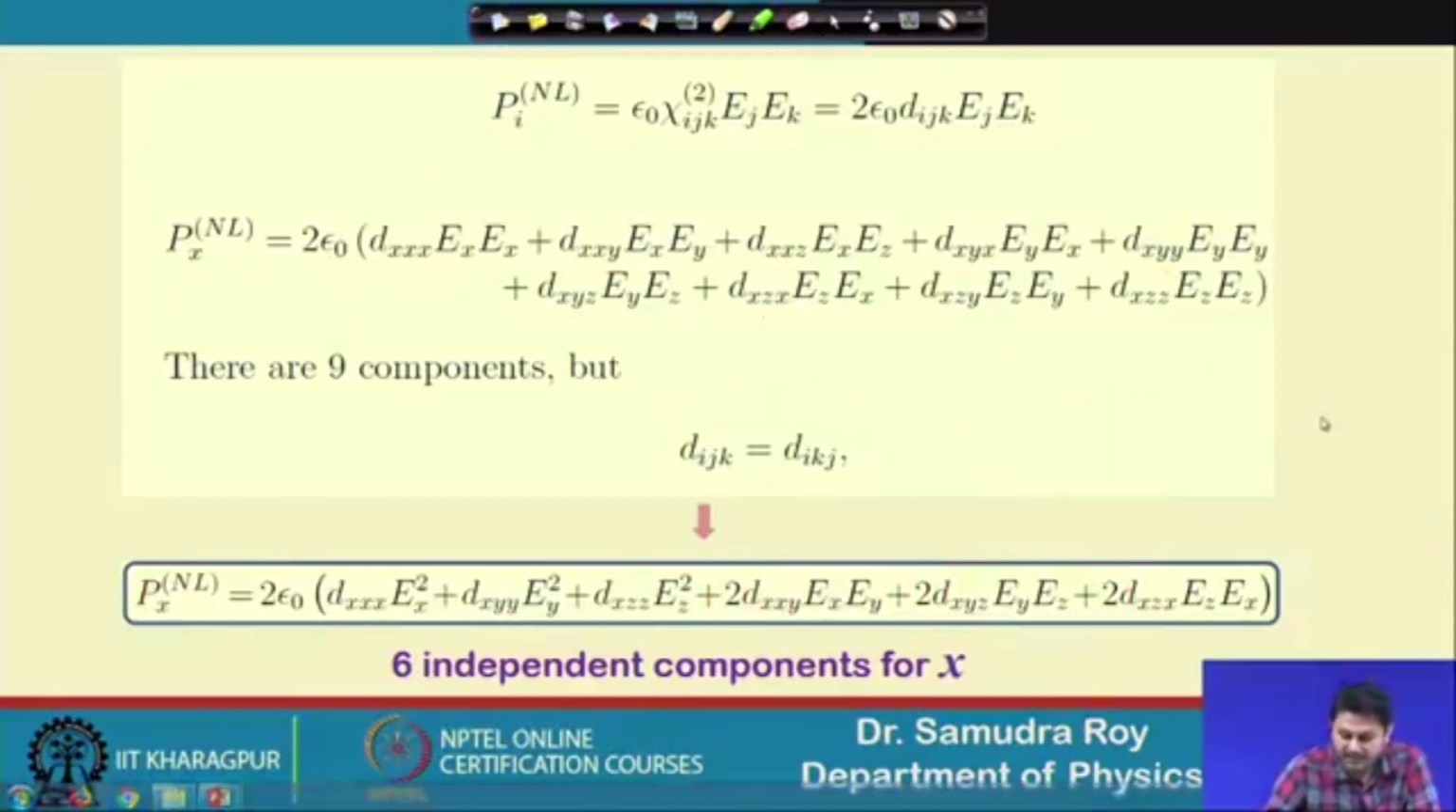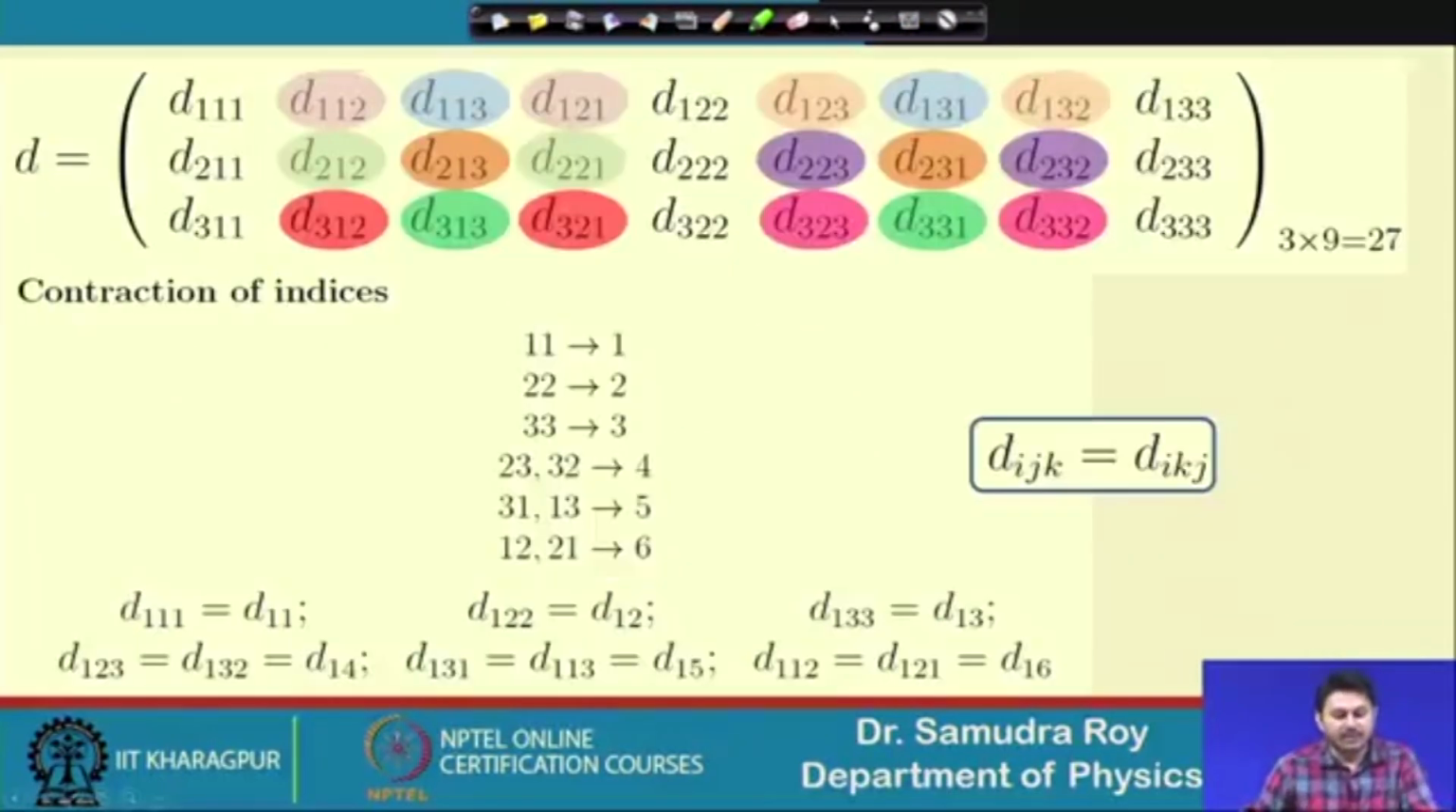If I now write these things in contracted form, then we have something different. After having the knowledge that for this permutation symmetry this D matrix now reduces from 27 to 18, for each P we will have 6 components, one for P x we have 6 components. So, let us go back to this D matrix once again. For this D matrix, these are similar terms, all the terms having the same color are similar terms.